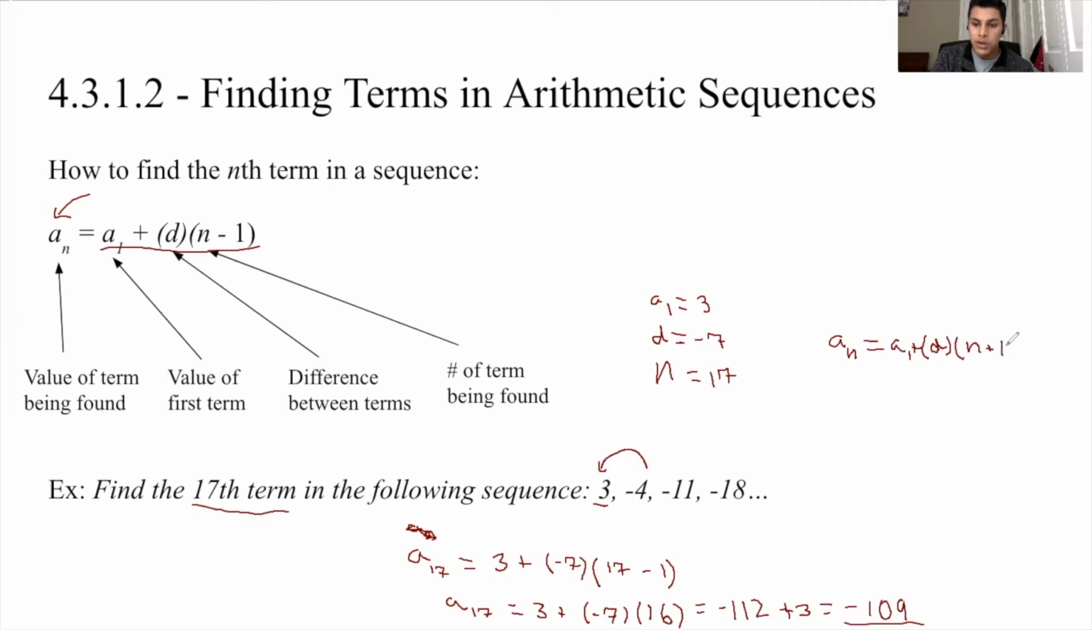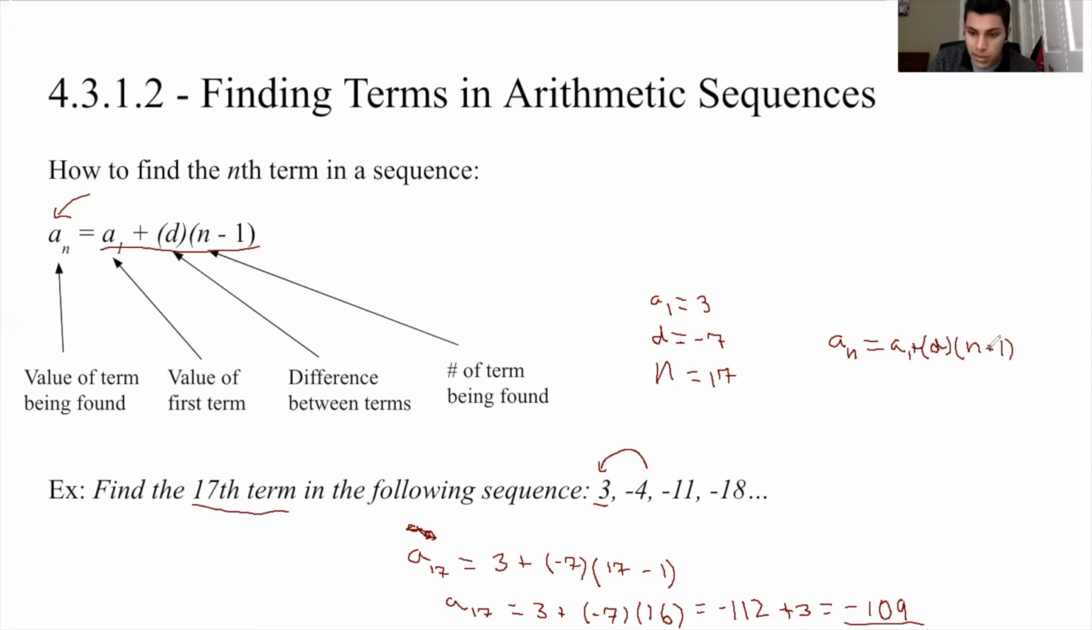So if you were to try and find the value of the 17th term without this formula, you would probably do, okay, what's 3 minus 7? That's -4, so that's the second term. What's -4 minus 7? That's -11, so that's the third term, and so on. And eventually, you'd end up subtracting 7 from 3, or whatever you result with, 16 times, because you subtracted once to get to the second term, twice to get to the third term, 3 times to get to the fourth term, and so on. And you see the pattern here.